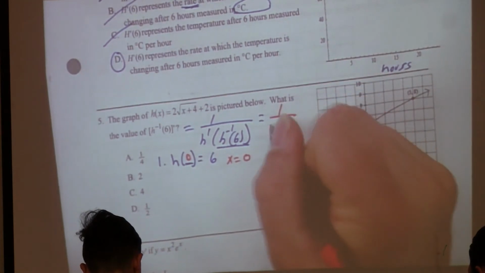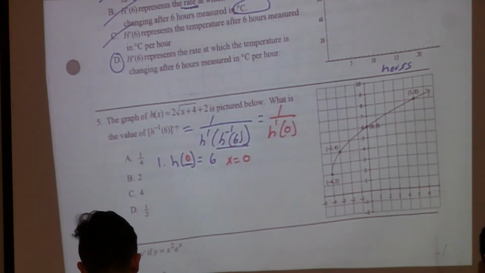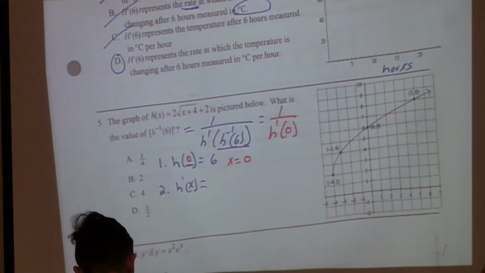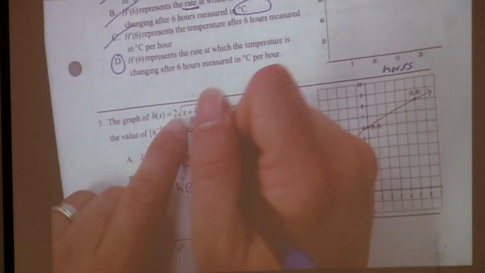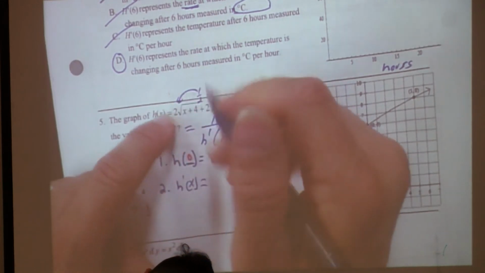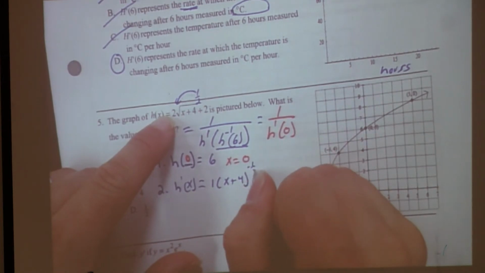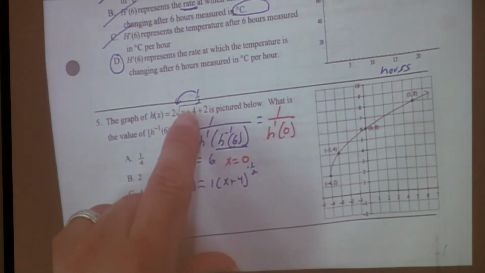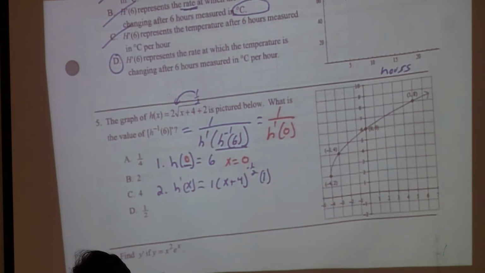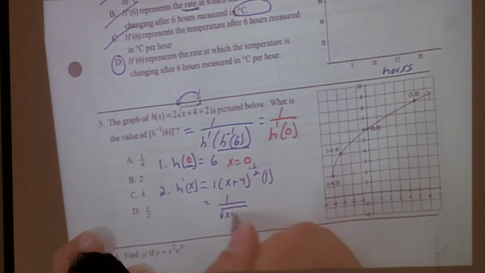So now I want 1 over h prime of what? Not 6. 0. So step 2 is to find the derivative, right? So can we find the derivative of this guy? Yes. Remember, it's x plus 4 to the half, plus 2, right? So let's do 1/2 times 2. What does that give me? 1 times x plus 4 to the negative 1/2, times the derivative of the inside, which is 1, plus the derivative of 2, which is 0. So are we okay? All right. This can be rewritten as 1 over the square root of x plus 4.